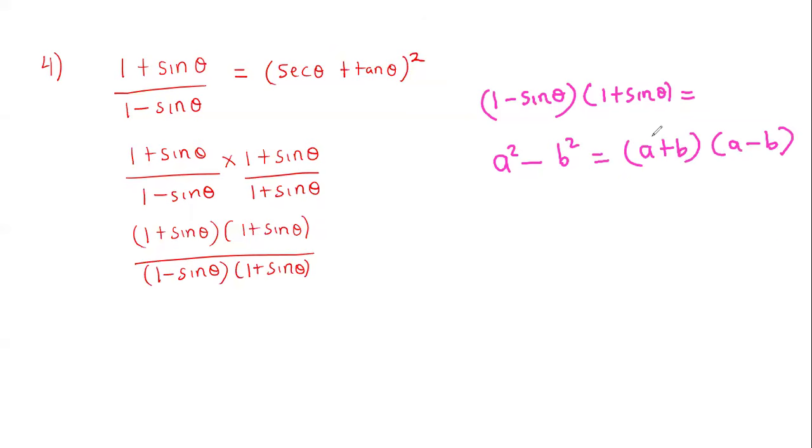So compare that your a, for this case, is 1 plus sine of theta. Your b is 1 minus sine of theta. So what do you get as the result? Your a squared is 1 squared, minus b squared, which is sine squared theta. So this gives you 1 minus sine squared of theta.